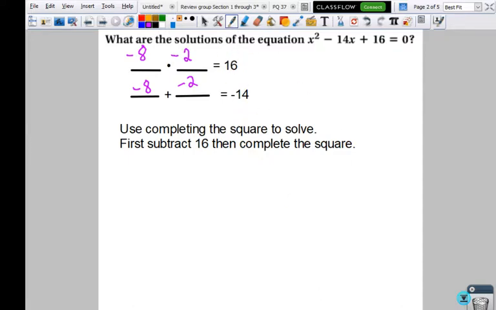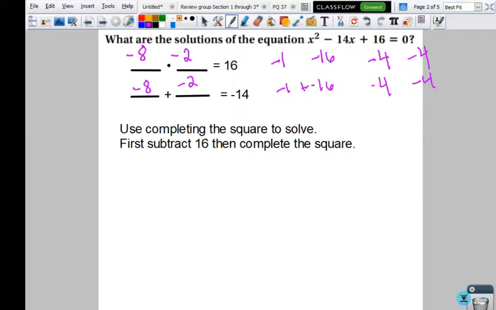Greg, how else can I multiply and get 16? Negative 1 and negative 16. Yep, I can do negative 1 and negative 16, right? Is negative 1 plus negative 16 negative 14? No. Luis, what's another way I can get 16? What is one last way I can multiply and get 16? There's 4 and 4. Yep. So let's do negative 4 and negative 4. Is negative 4 plus negative 4 negative 14?